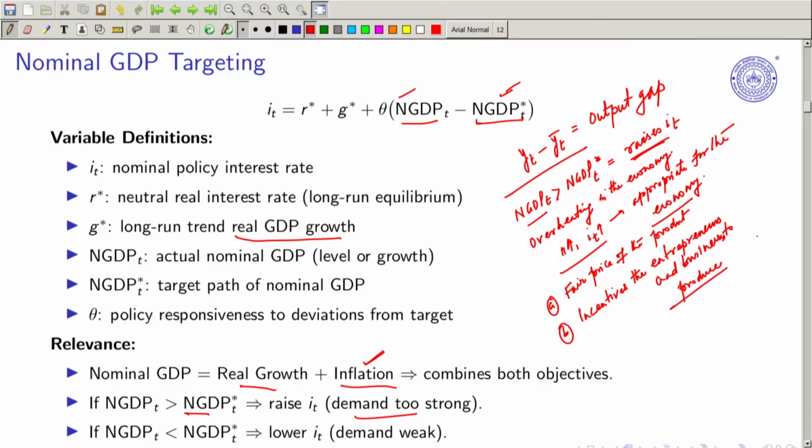So I hope it is clear that when we target nominal GDP, inflation is implicitly targeted, and when the actual nominal GDP is greater than the potential nominal GDP, it will create high inflation, and you should be ready to increase the nominal rate of interest. If you have nominal GDP less than the potential GDP, which is NGDPT star, the potential means how much it should be and how much it is actually.